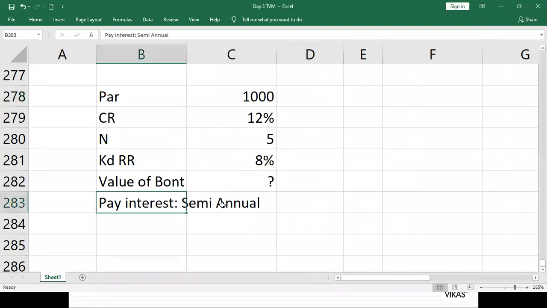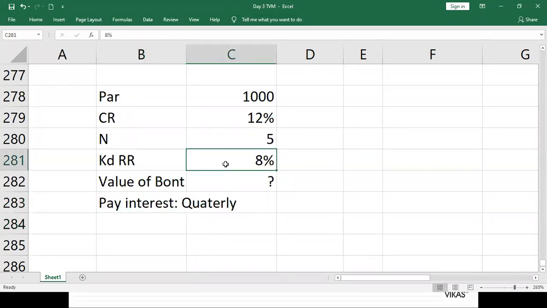Interest paid quarterly. So what's the value of the bond? Please do the calculations. Same information, but the thing is the bond pays interest quarterly. So what is the value of the bond? Please work out.